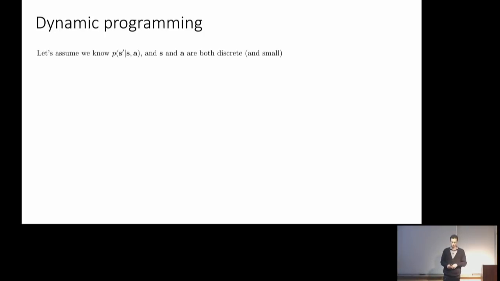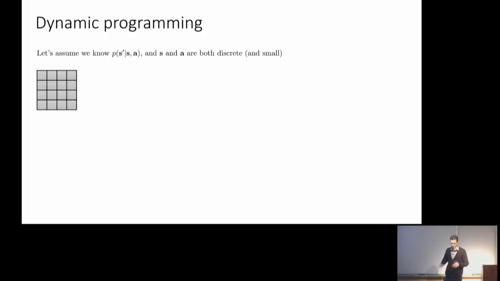So let's just assume that we know p of s prime given s comma a, and that s and a are both discrete, and they're relatively small discrete sets, small enough that we can actually store a table with one number for every state in a computer. In general, this won't be true, but let's just walk through the algorithm and see what it does.